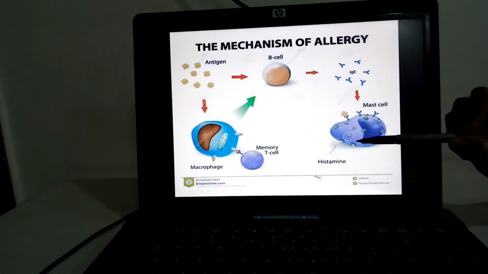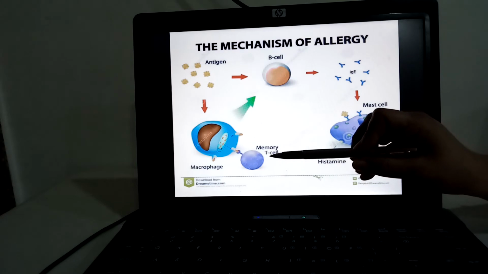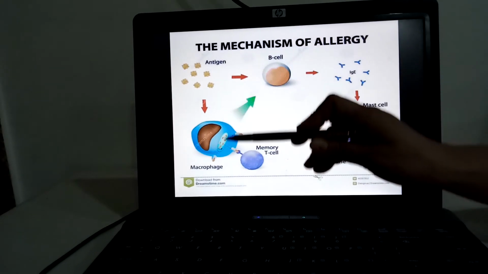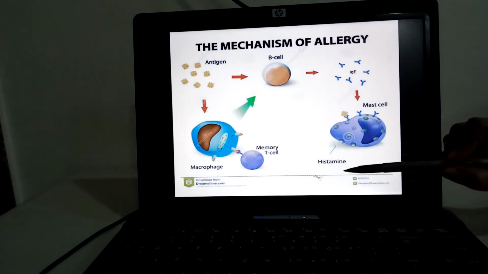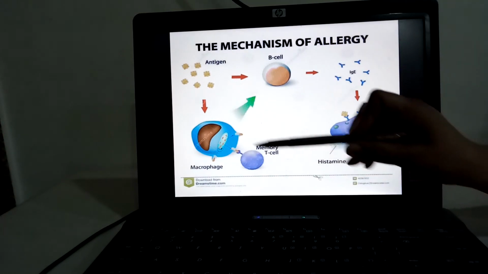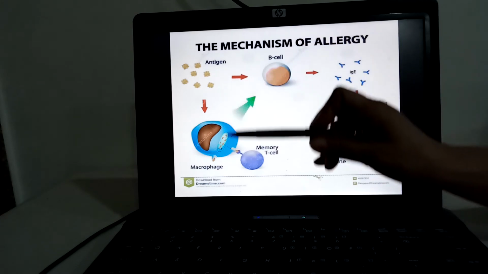And this mast cell will keep a memory also. That is, T cells will also have the memory. So with the help of T cells, in future also, if they come, they will start doing the same kind of reaction. Macrophages will also have this memory. With the help of these T cells, they will start attacking those allergens.